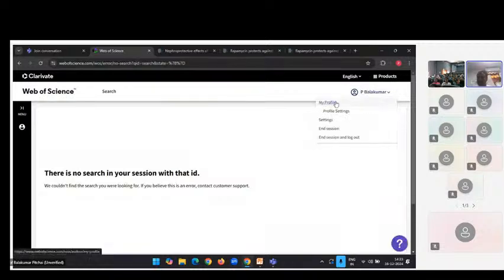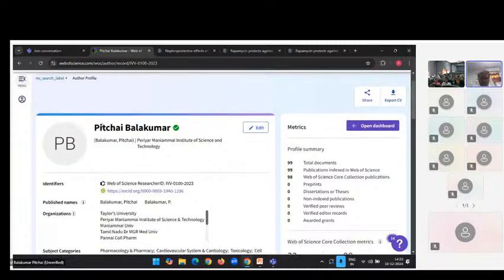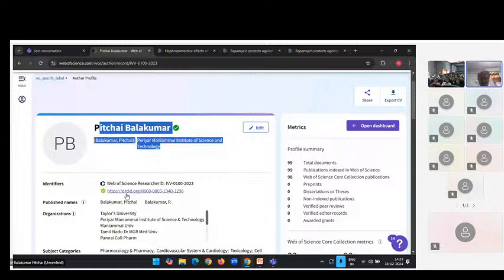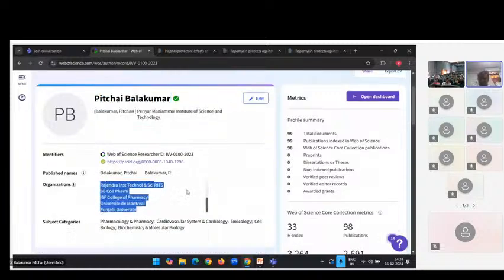Now I'm clicking my name, my profile. It's coming. So clearly coming, the author search. So this is my name from Periyar Maniammai Institute of Science and Technology. This is my Web of Science ID. These are the institutions that have been affiliated with me.